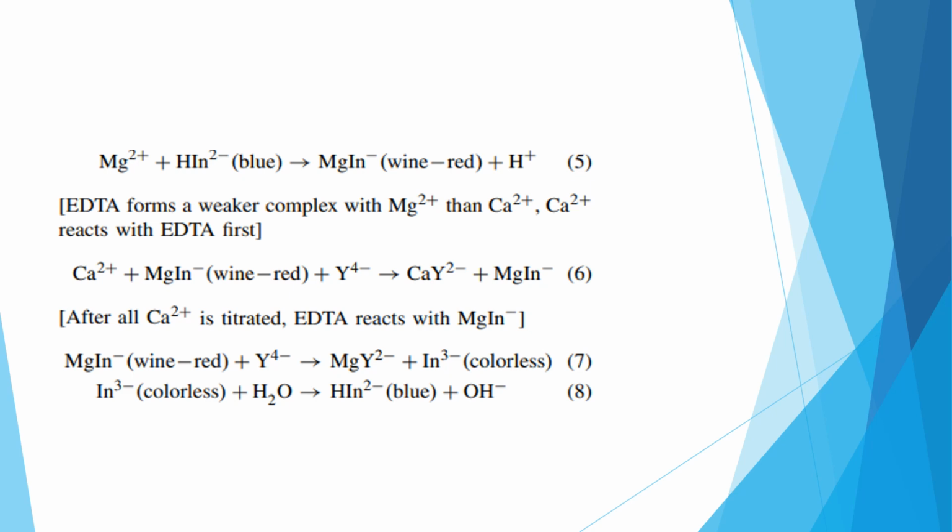After all Ca plus 2 is titrated, EDTA reacts with the MgIn minus that we got in the above reaction, wine red in color, plus Y4 minus. It gives MgY2 minus plus In3 minus. In3 minus is colorless. Again, the colorless In3 minus will react with water, which gives HIn2 minus, blue in color, plus OH minus. In the first reaction we got H plus, and in the last we got OH minus.